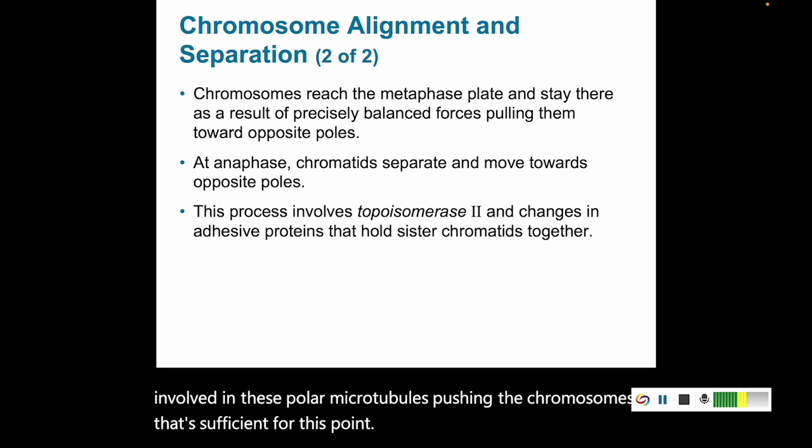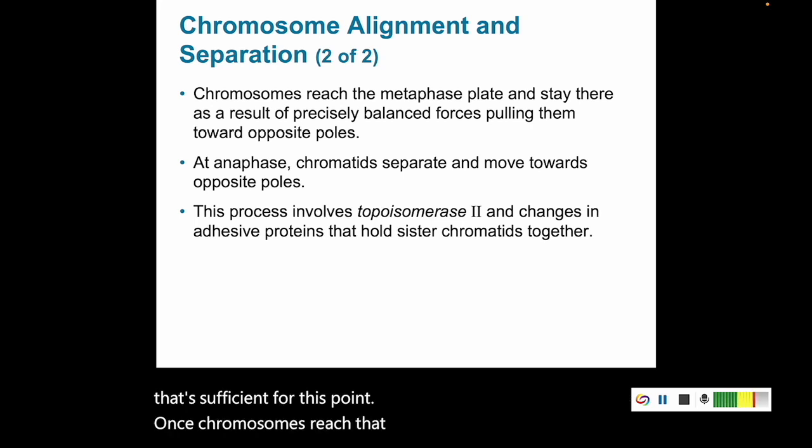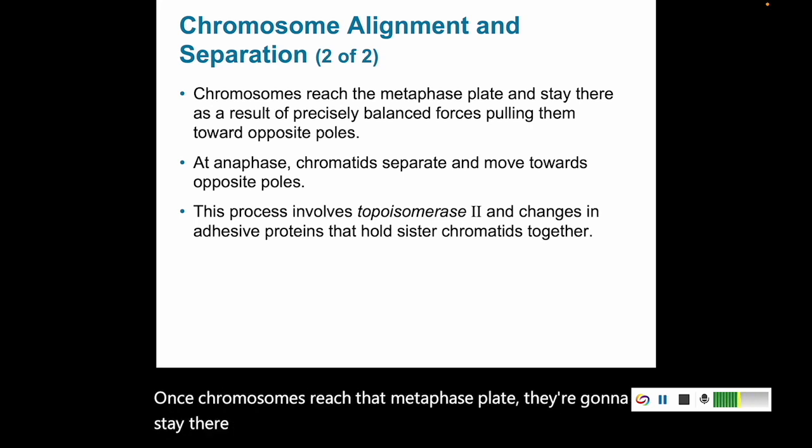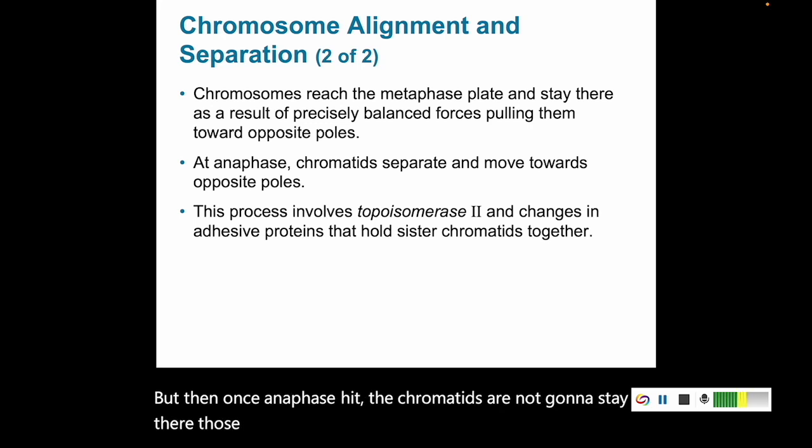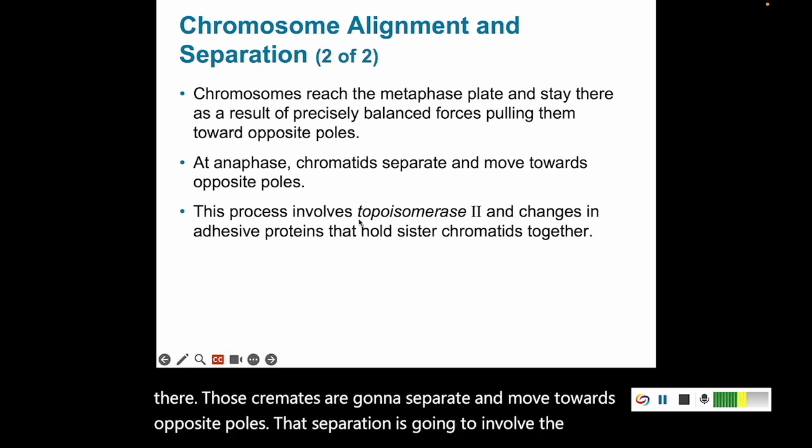Once chromosomes reach that metaphase plate, they're going to stay there because those pulling and pushing forces are precisely balanced. But then once anaphase hits, the chromatids are not going to stay there. Those chromatids are going to separate and move towards opposite poles. That separation is going to involve the molecule topoisomerase 2.